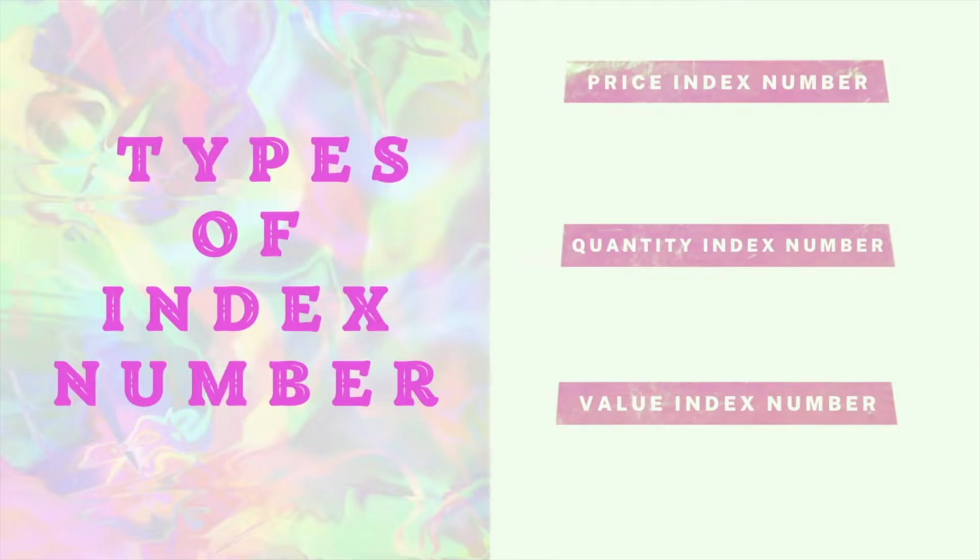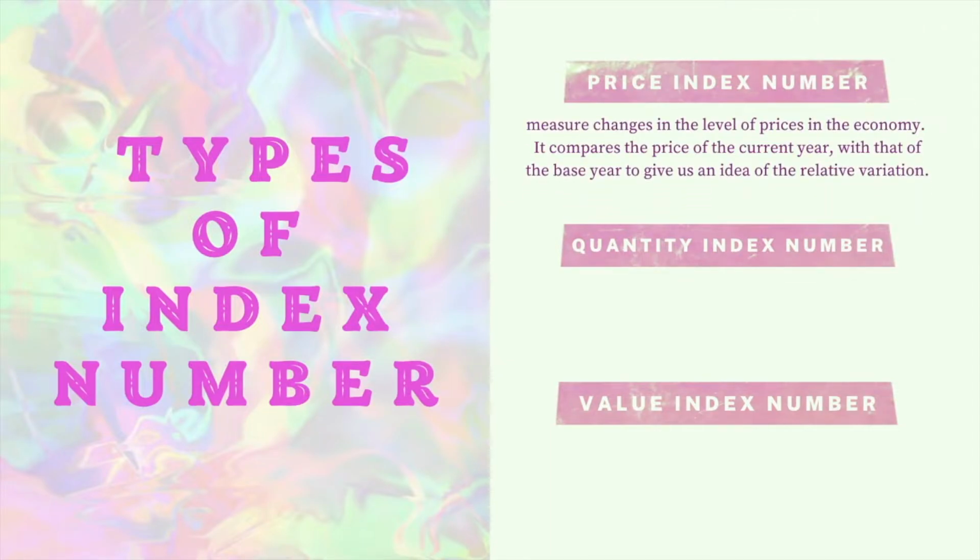There are three types of index number that are generally used in the world of economics. There are the price index number, the quantity index number, and the value index number.